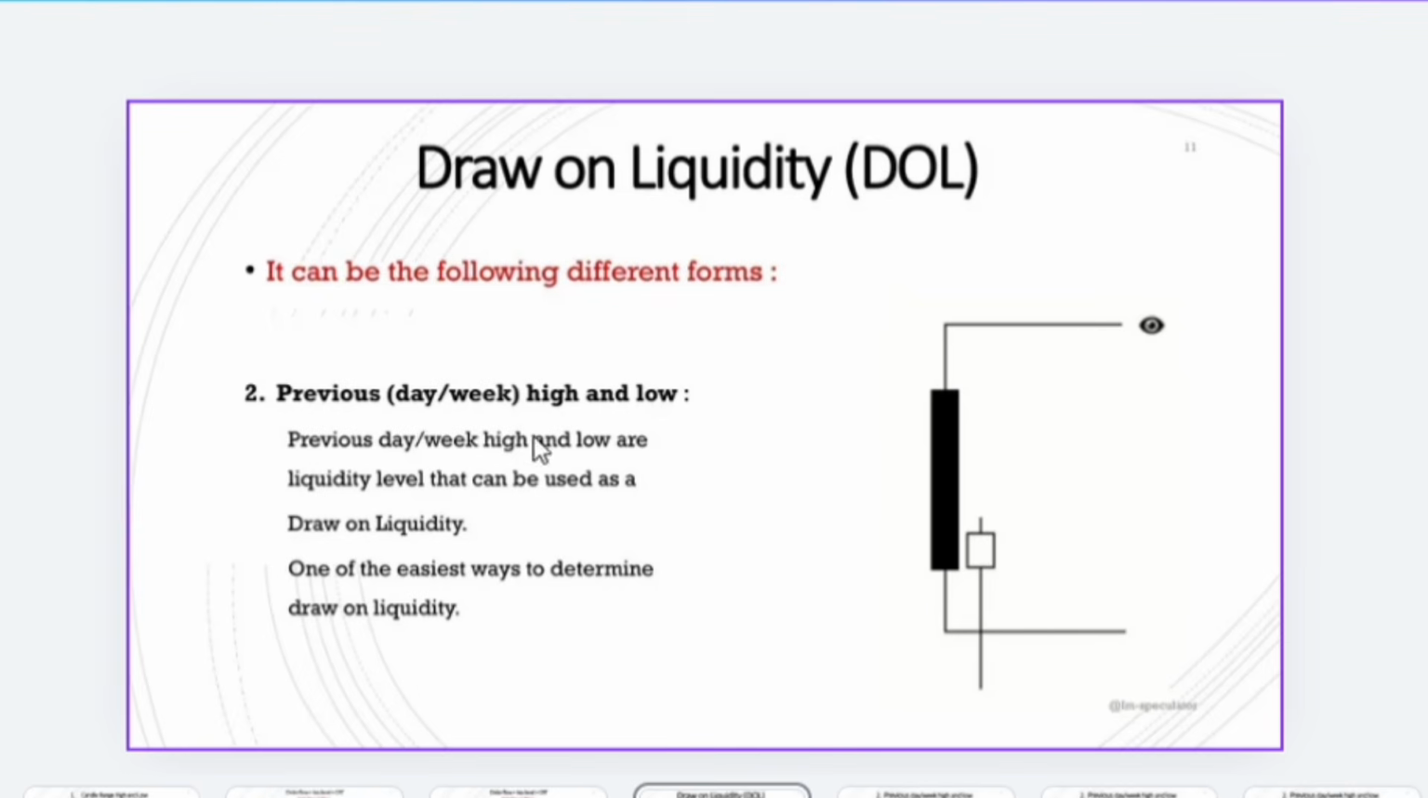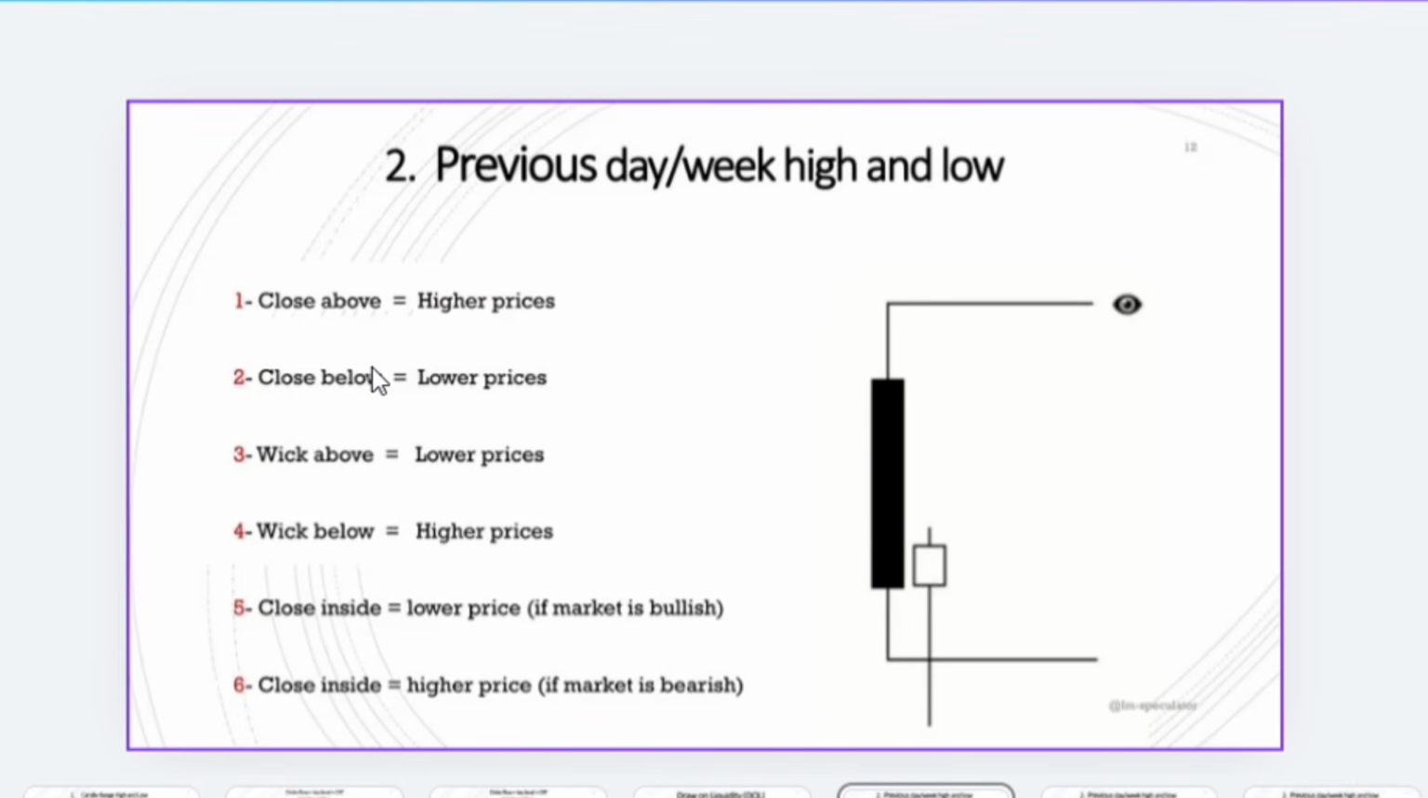With what I wrote here, you can see the previous day and week high and low are liquidity levels that can be used as a draw on liquidity. One of the easiest ways to combine draw on liquidity is the previous day high and the previous day low. Let's continue.